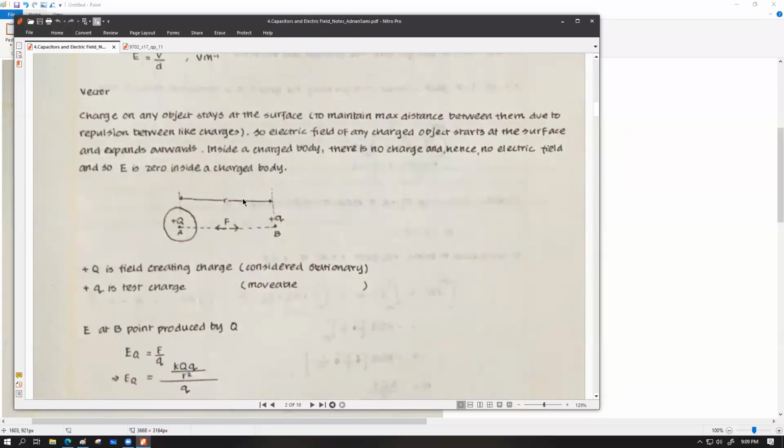Sir, I didn't understand only the last line, that inside a charged body there is no charge. The idea is that whether an object is positively charged or negatively charged, we are going to consider those charges to be physically present exclusively on the surface of the object. Because we are considering the whole thing as a single entity.